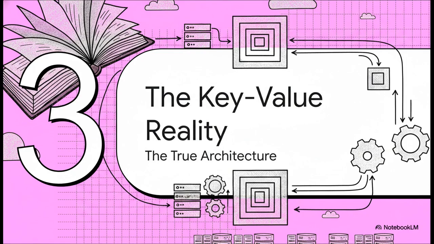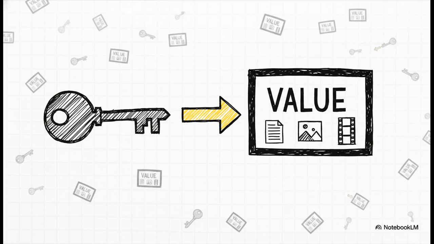So that library analogy, it's a great start. But now we're going to peel back one more layer. We're going to look at the true technical architecture, the engine that lets S3 work at its frankly mind-boggling scale. So here's the crucial takeaway. At its core, S3 is just a gigantic key-value store. That's it.